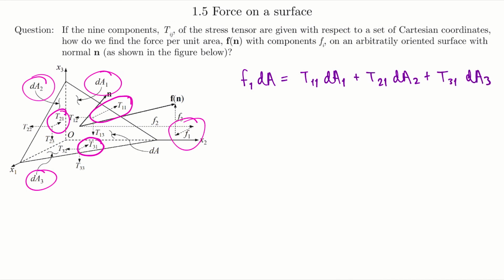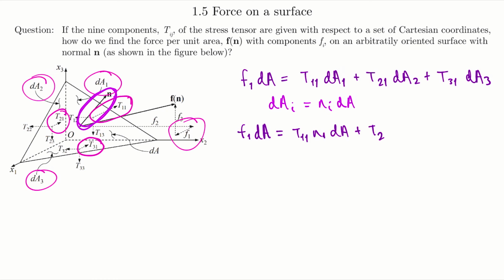So the geometry of our tetrahedron means that we have the surface normal vector right there, right? So each of these surface areas are actually the components of the normal vector times dA. That's how we would write that. Therefore, we can simplify our force equation even more. We can say F1 dA then is actually T11 n1 dA plus, and we go through them all, T21 n2 dA, and this one, of course, T31 n3 dA.